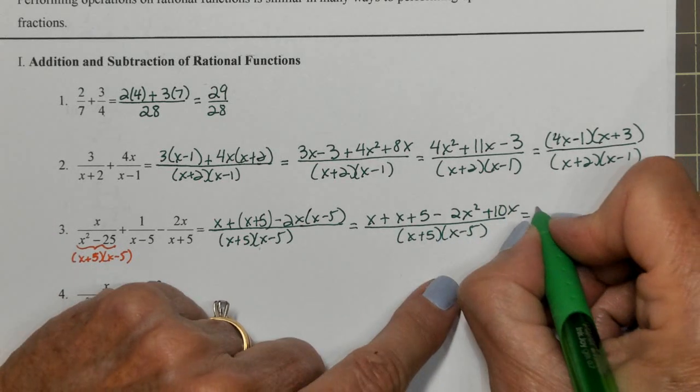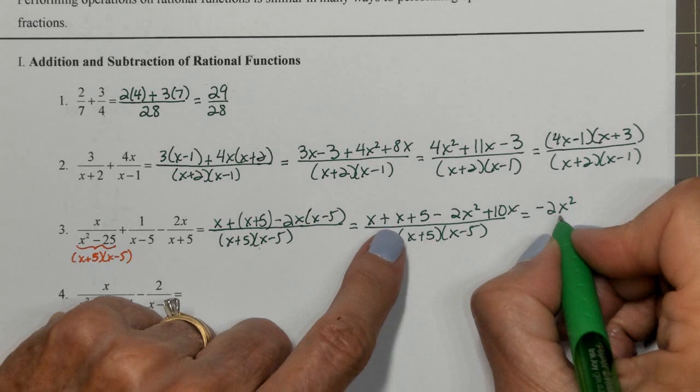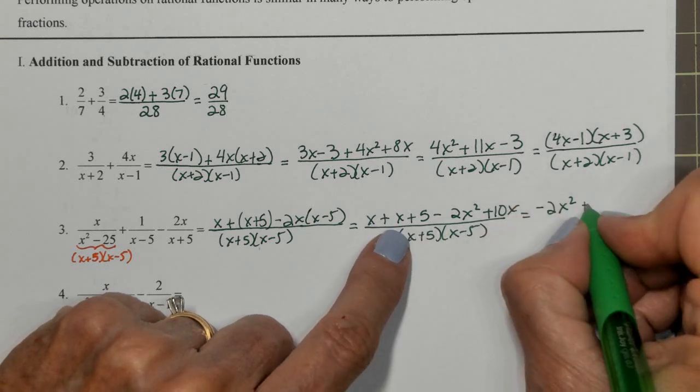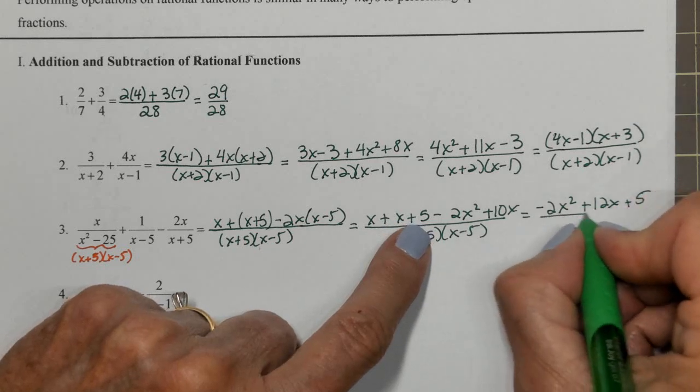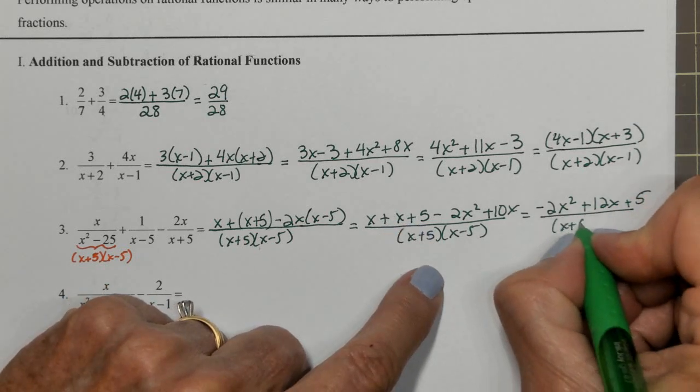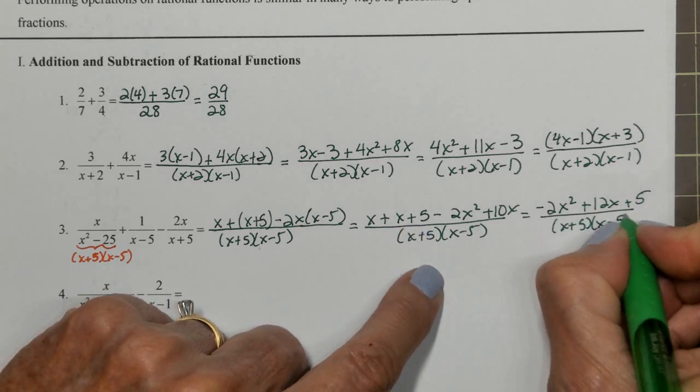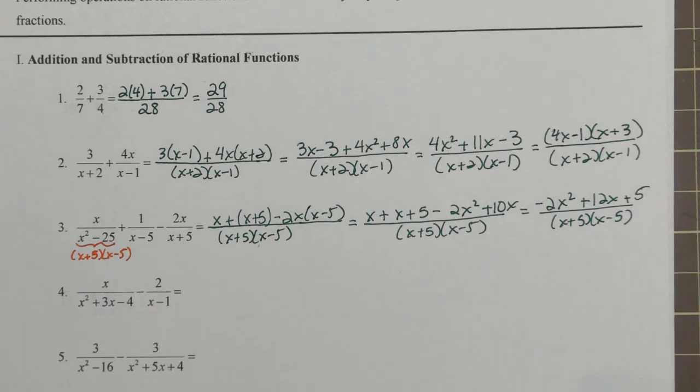And so I'm going to write this as negative 2x squared plus 12x, right, plus 5. And this time that numerator does not even factor, so we would just leave it like that.